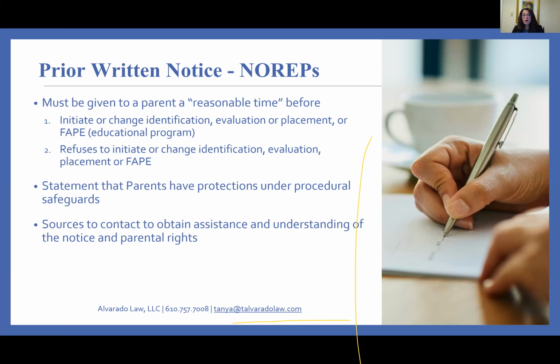So that's something that the parent has to have in writing, and it can't be at the last minute. They can't give it to the parent and say, we're going to do it tomorrow. The parent is to be given reasonable time, 10 days before anything goes into effect.